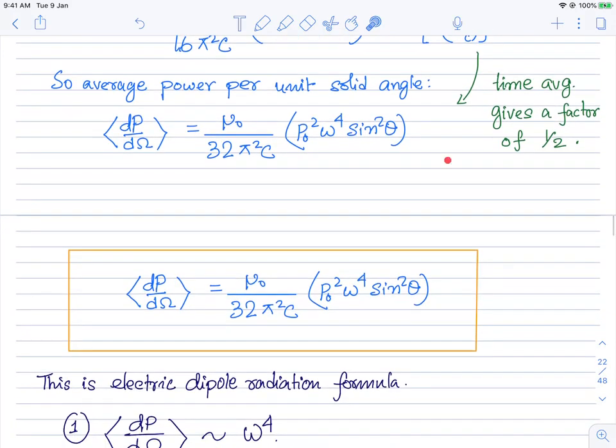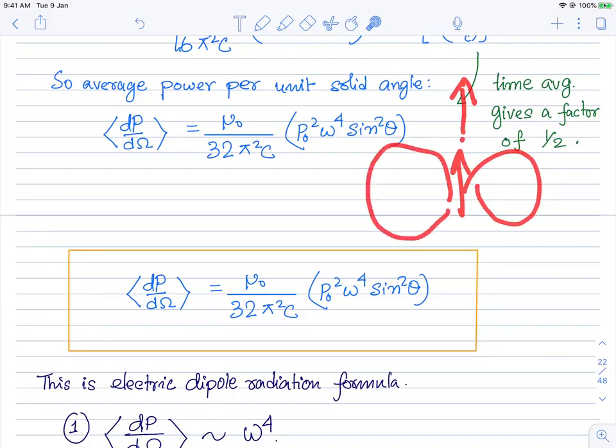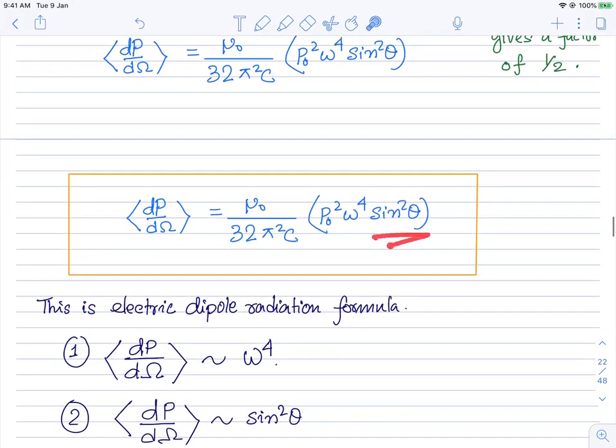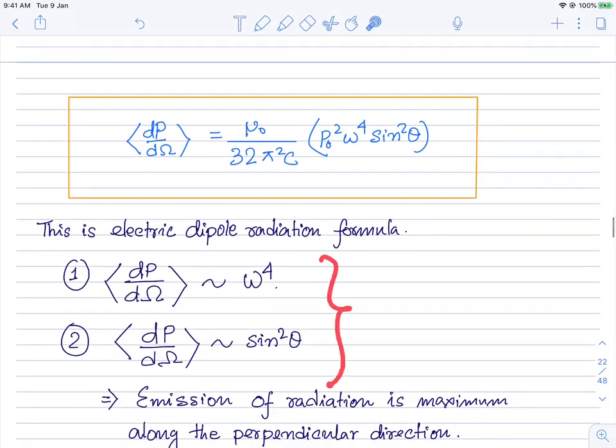So we see that when a dipole is oscillating like this, power is emitted along like a torus. So basically, if I have an oscillating dipole, power is least along the theta equal to 0 direction, and it is maximum in the perpendicular direction, right? Because of the sine square theta, right? So this sine square theta is therefore also very, very important. So I have emphasized them here. These are the two things that are remarkable about this formula: the fact that it goes as frequency to the 4, and the fact that it goes as sine square theta.